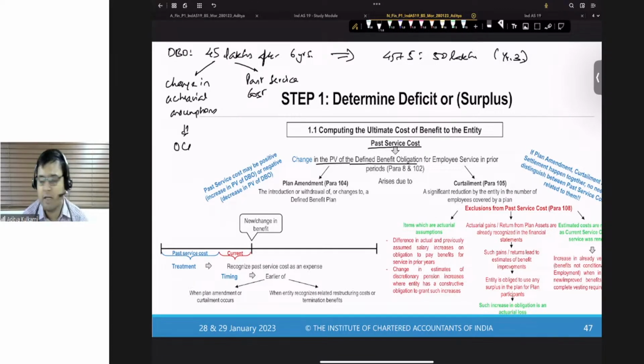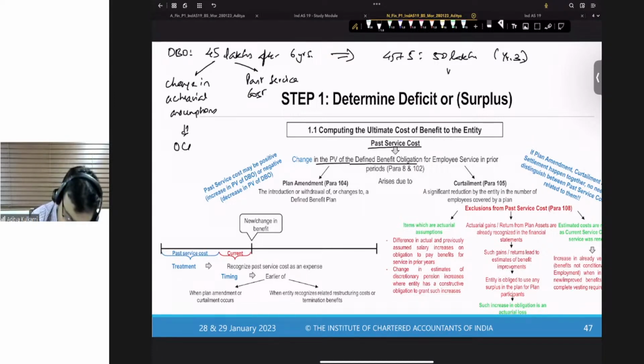Okay, so this impact, I will not take it to other comprehensive income. This impact will start hitting my P&L. Your expense for the period is going to include two things. One is the current cost, that is the current service cost. The other one is the past service cost.